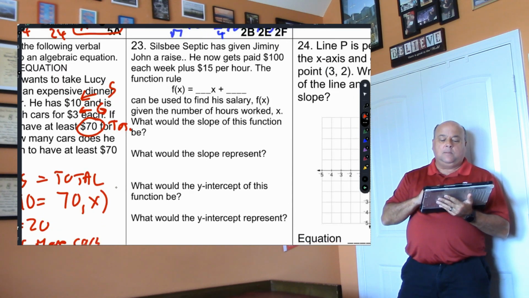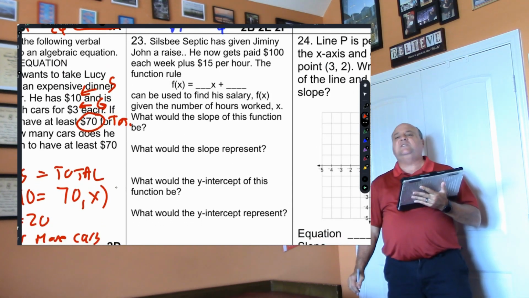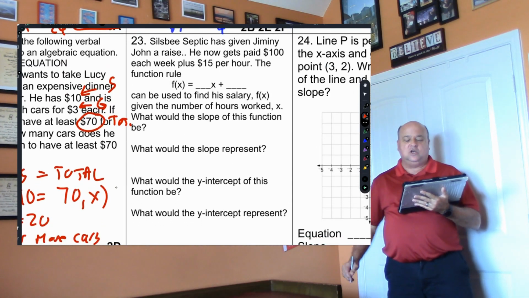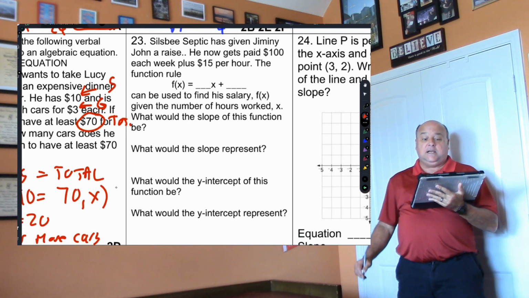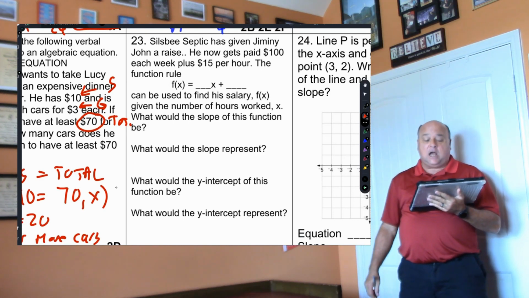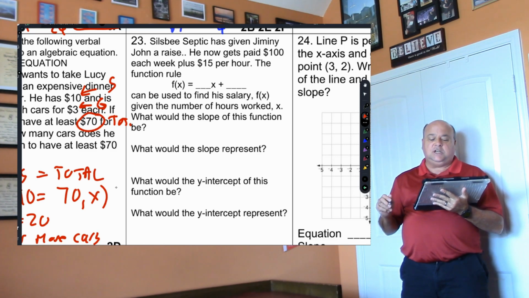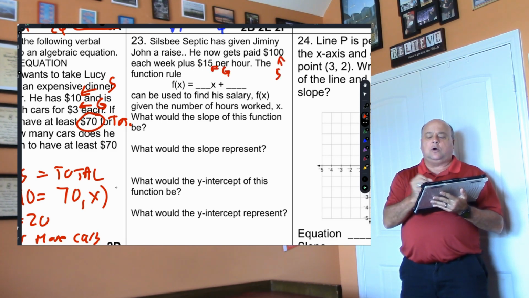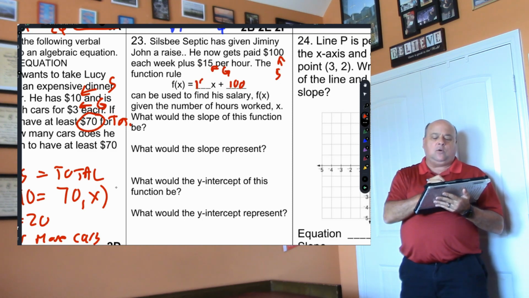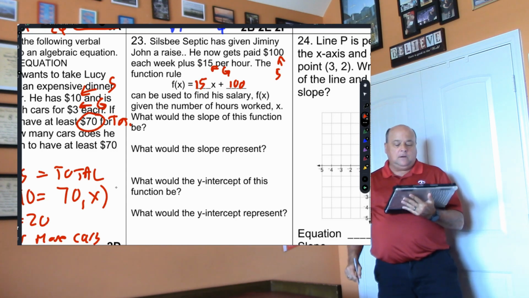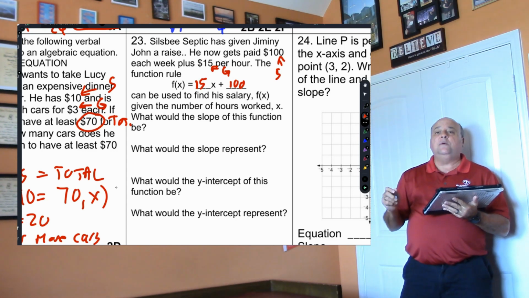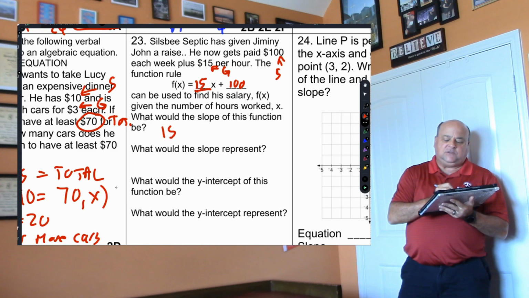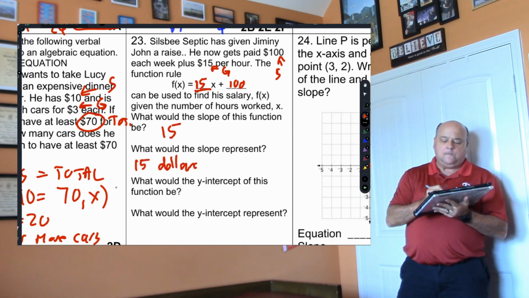Let's go to number 23. Silsby Septic, great place to work, guys, has given Jimmy John a raise. He now gets paid $100 each week plus $15 each hour. This right here is going to be my growing number. This will be my starting number, won't it? So I start off with $100, and then every hour I get $15. What would the slope of the function be? The slope of the function is 15. What does it represent? $15 per hour.